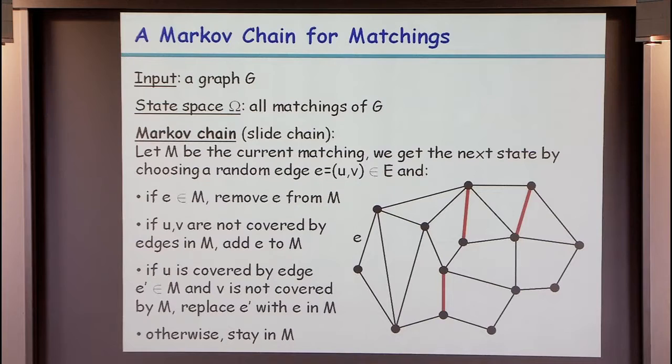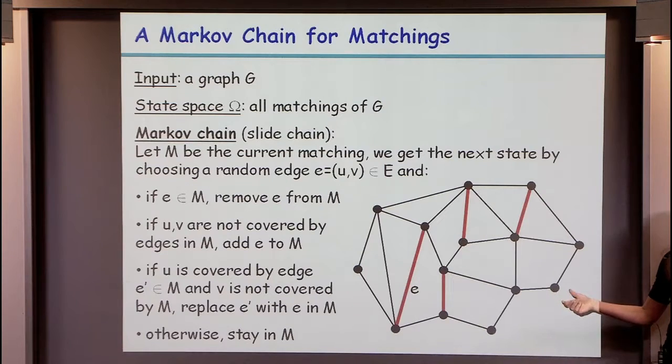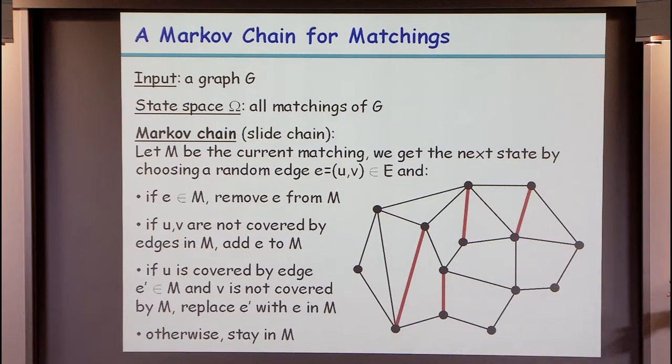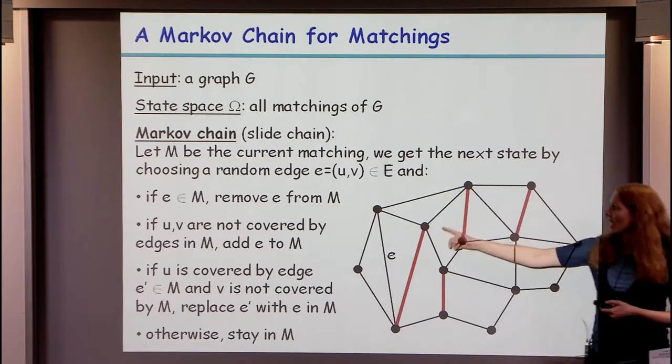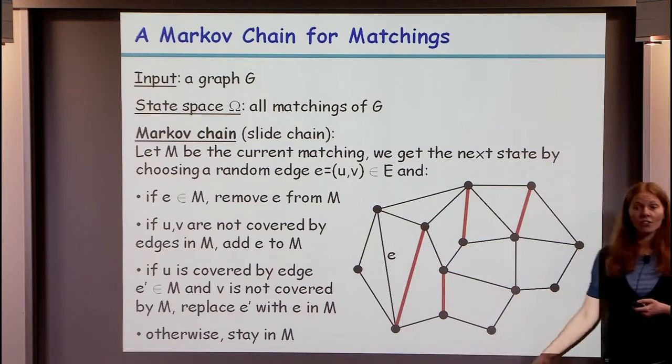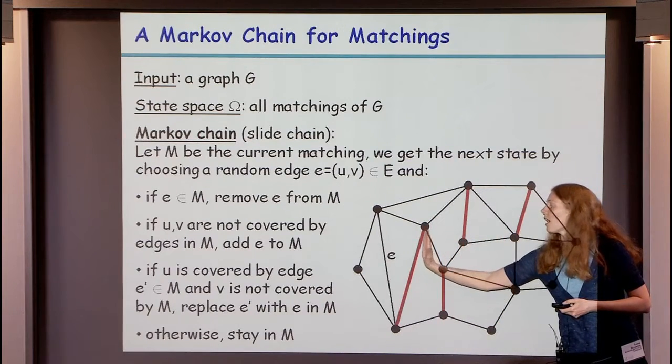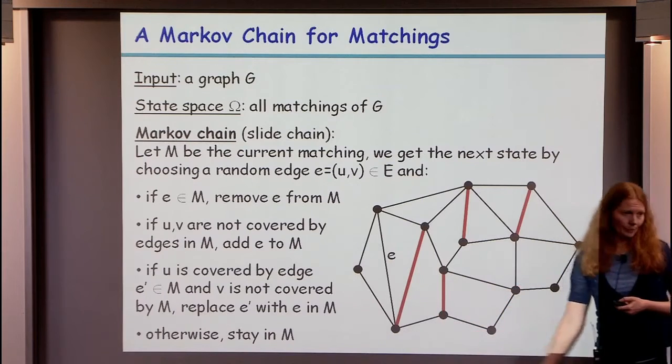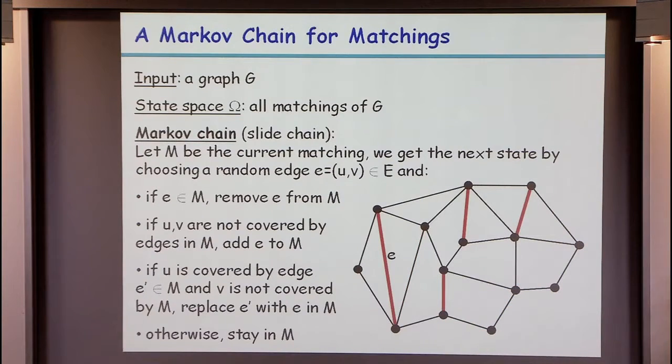If my edge, on the other hand, was not in the matching and it's not adjacent to any other matching edge, I add it in. Okay, now it's in. And now again, next step, I choose a random edge. Oh, this random edge has one endpoint covered by a matching edge and the other endpoint not covered. So what I can do is slide this edge over here. Okay, and I refer to this chain as the sliding chain.